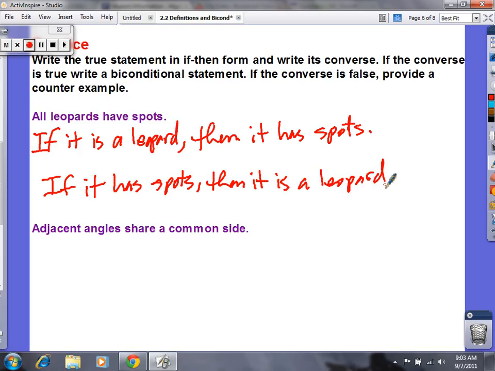Okay, now, is that true or false? If it's false, you got to prove it. Give me an example. There's Dalmatians. A dog, a firehouse dog, Dalmatian. It's got spots. Is it a leopard? No. Have some descendants, maybe in the bloodlines far back.